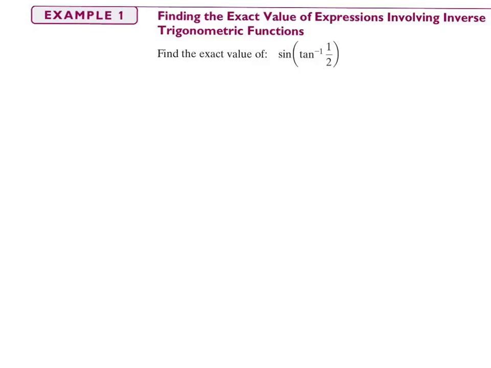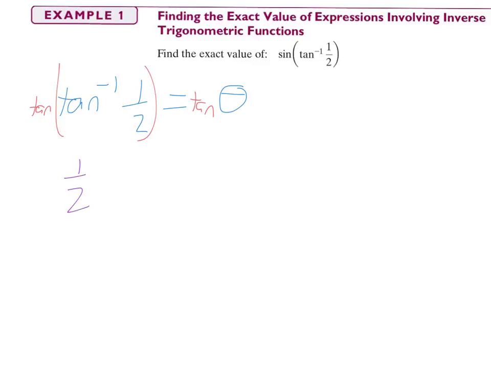So what you need to do is first figure out what tangent inverse of 1/2 is. Remember, when you take tangent inverse, or the inverse trig function of anything, that'll just give you an angle. So if you take the tangent of both sides, that means you have 1/2 is equal to tangent of theta.